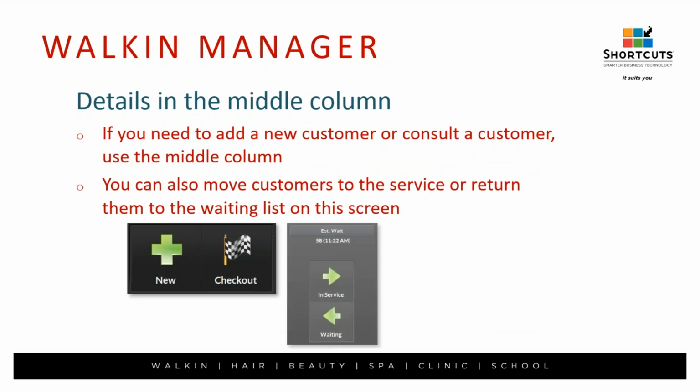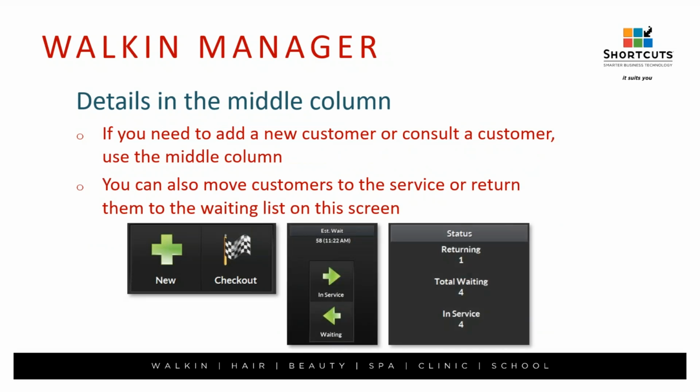Now in the middle column, this is the one where you put customers into or out of service. This is also the place where you can add a client or check them out. It will show you basic stats. How many customers are in service right now? How many customers are waiting? And are there any customers that are going to stay on the wait list because they're not going to wait in a chair, they're just going to return later. So it's going to give you the basic information.